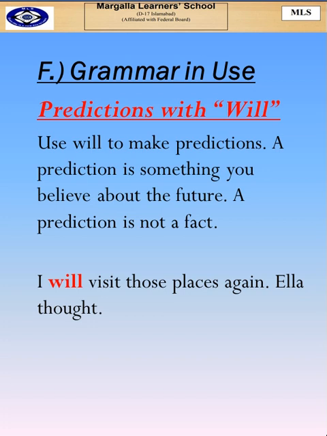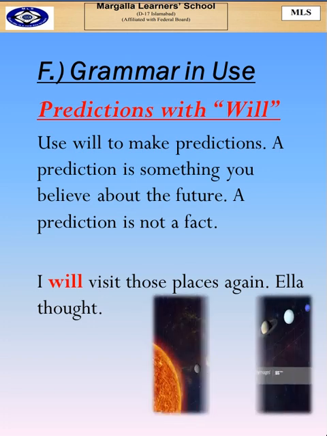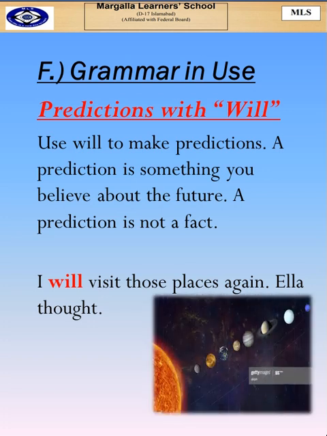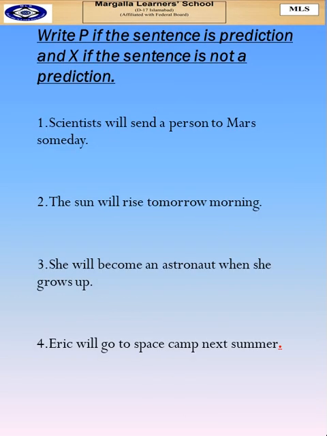For example, I will visit those places again. Ella thought, I will visit those places again. She is not sure that she will visit those places, but she's guessing. She's predicting that one day she will visit those places. Let us see the following example to make a difference between which sentence having will is a prediction and which sentence having will is not a prediction.